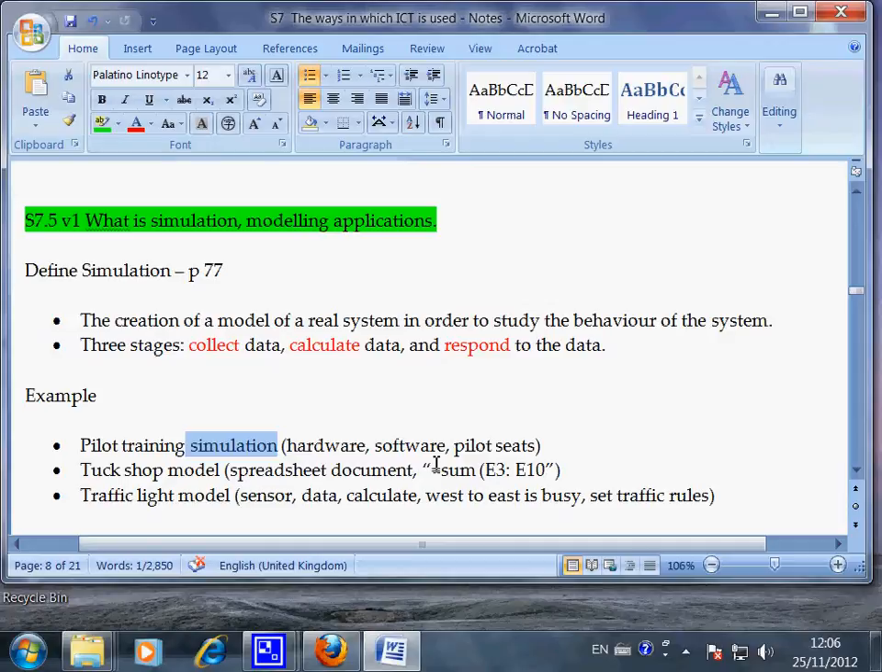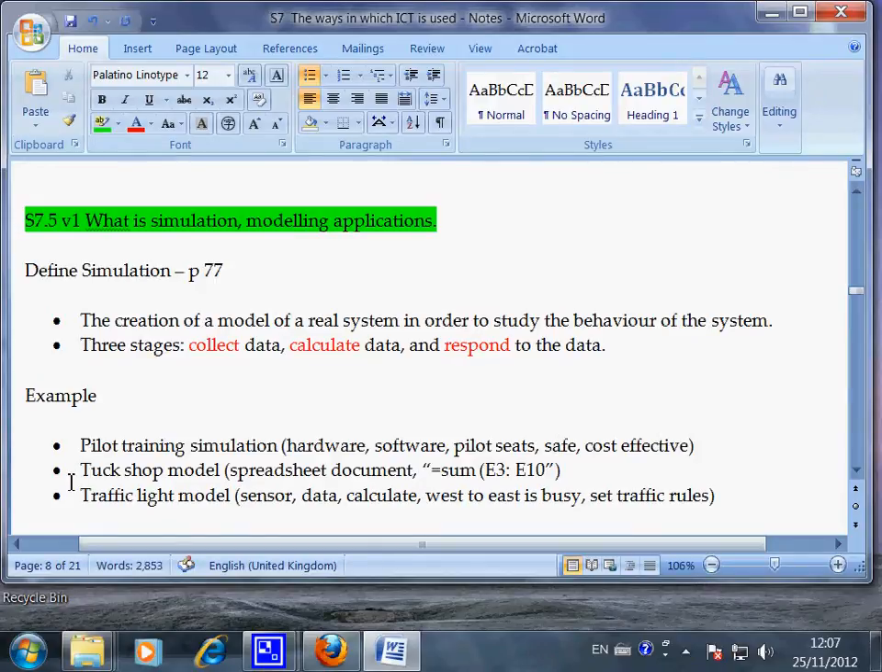The advantage for this is you do not have to risk your life to fly in the air, unless you're very good at it. And secondly, it saves a lot of petrol. So the benefit is it's safe and it's cost effective. Okay, you can write this down.